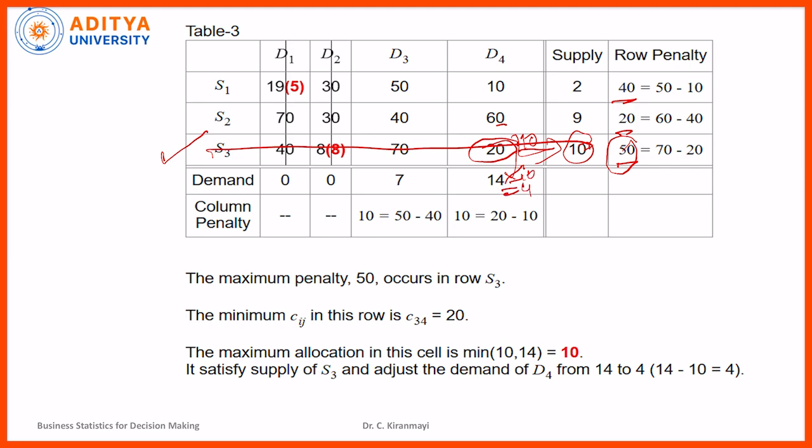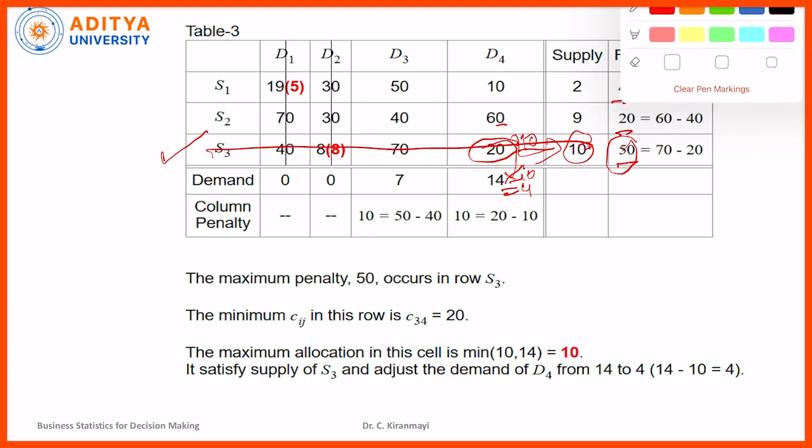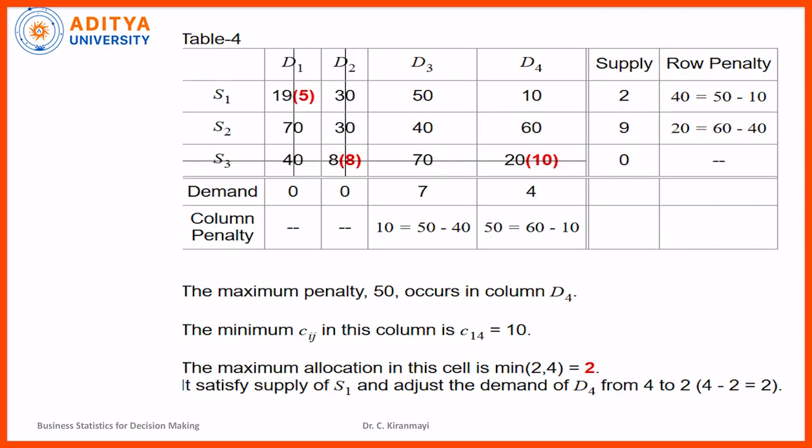That is, 10 units are to be supplied from S3 to D4, from source 3 to destination 4. The first column, second column and third row were deleted, and for the remaining matrix we find the penalties again, like we did in the previous stages. Again look at which penalty is highest. 50 is the highest penalty, which corresponds to the fourth column.